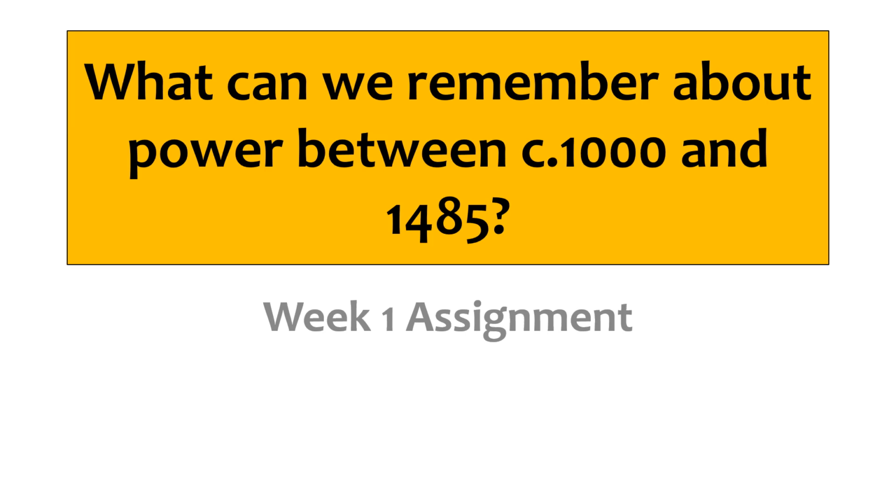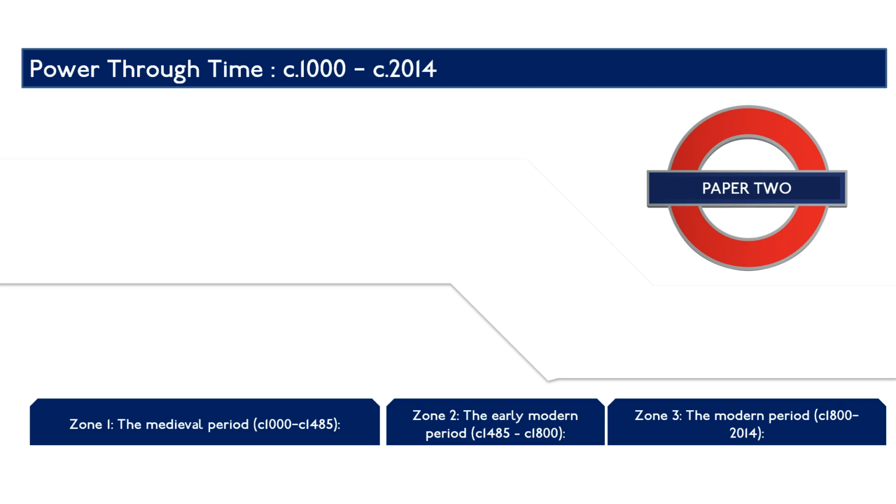I just want now to introduce the first week's assignment and hopefully give you a better understanding of what we're going to be doing over the next few weeks with paper 2. So this is the title: what can we remember about power between circa 1000 and 1485? Just a little recap. This is paper 2. Paper 2 is power through time. And we've already started on that journey.